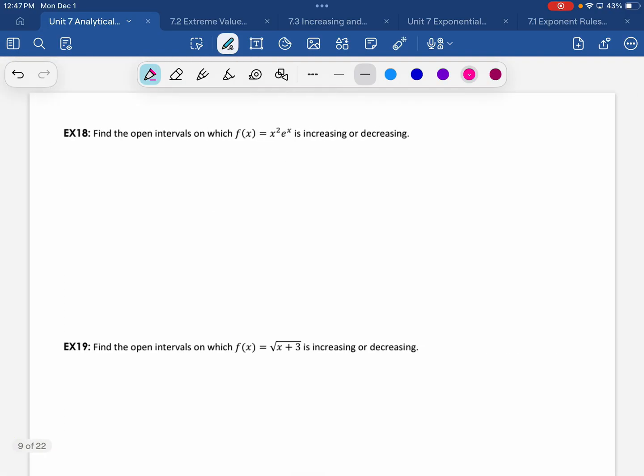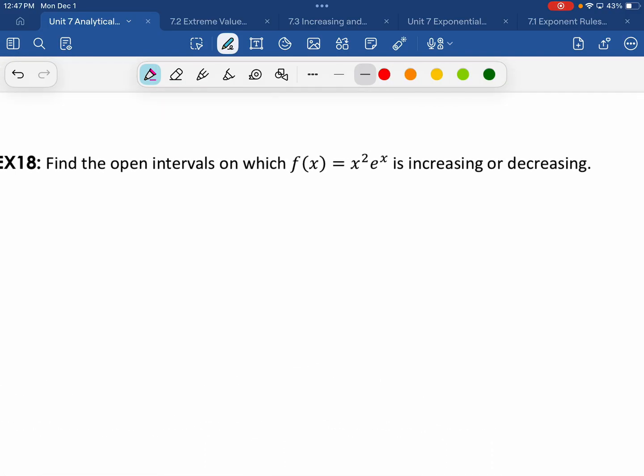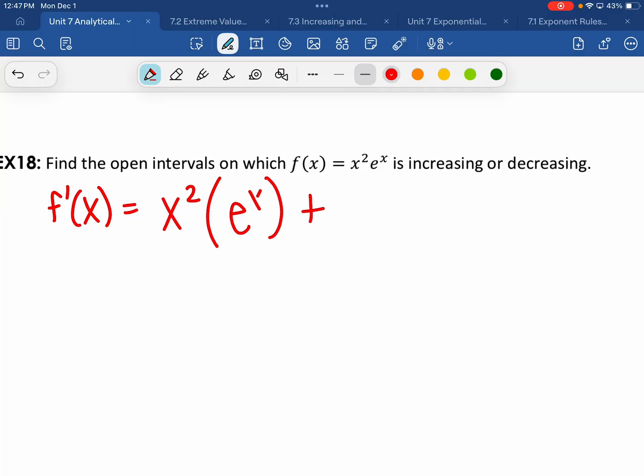Okay, flip. All right, same thing, increasing and decreasing. I have to do the derivative and find my critical numbers. Now, what rule do I have to use when I'm doing the derivative? Product rule. All right, so first function, which is x squared, times the derivative of the second, e to the x, plus second function times the derivative of the first, 2x.